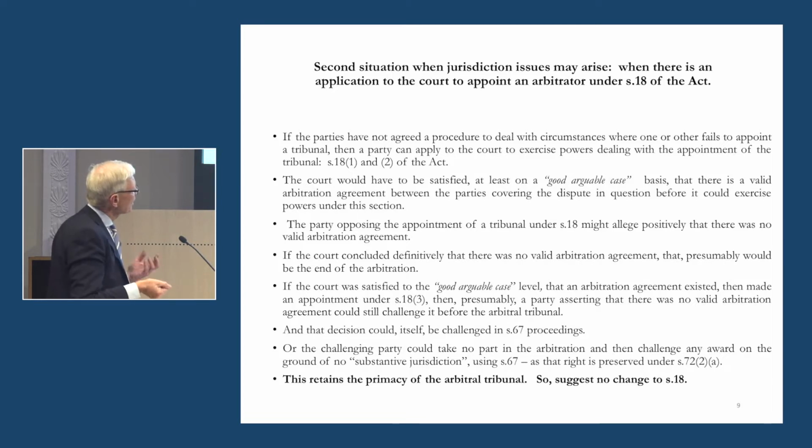If the court is satisfied to the good arguable case level that the arbitration agreement existed, then presumably, if an appointment of an arbitrator was made, a party asserting there was no valid arbitration agreement could still challenge it before the arbitral tribunal, and that could again be challenged under Section 67, or if they didn't take any part in the arbitration proceedings, under Section 72.